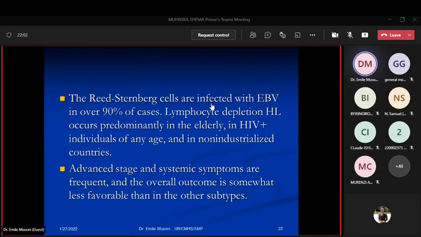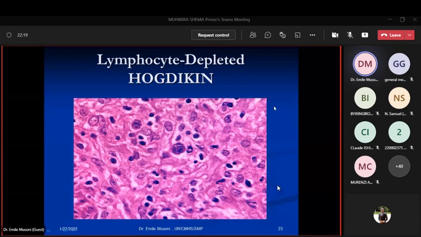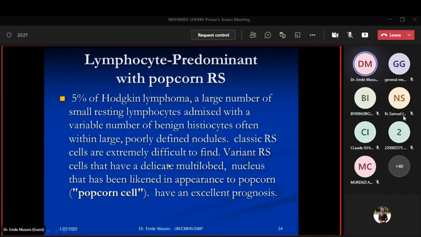Lymphocyte depletion Hodgkin lymphoma occurs predominantly in elderly and HIV patients, and they are also found in non-industrialized countries. Advanced stage and systemic symptoms are frequent, and the overall outcome is somewhat less favorable than the other types. So this is the lymphocyte-depleted Hodgkin lymphoma. You see there are so many Reed-Sternberg cells.